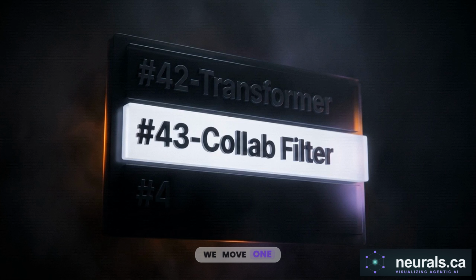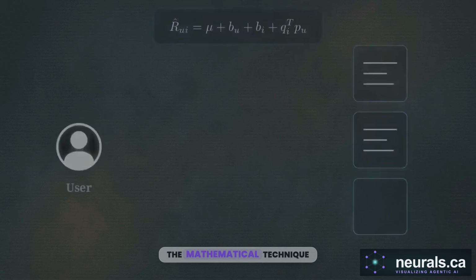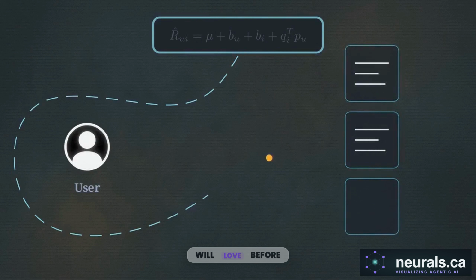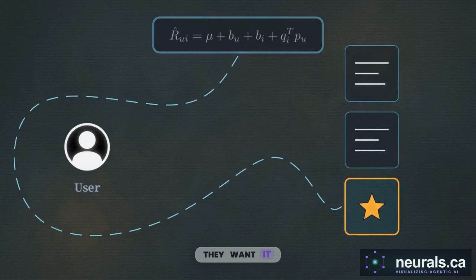Next time, we move one spot over to Algorithm 43, Collaborative Filtering, and explore the mathematical technique used to guess what a user will love before they even know they want it.